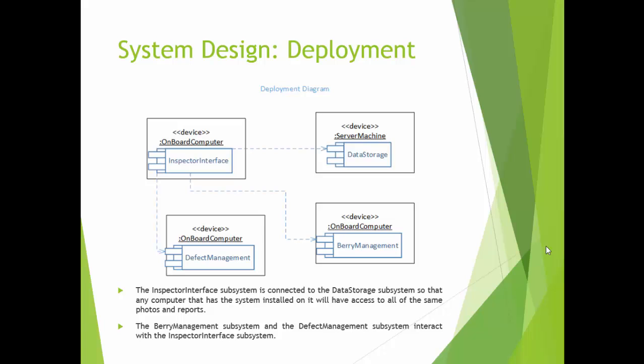In the deployment diagram, the inspector interface subsystem will reside on any computer that the system is installed on, and it is connected to the data storage subsystem that resides on a server, so that any computer that has the system installed on it will have access to all of the same photos. The berry management and defect management subsystems also reside on any computer that the system is installed on, and they interact with the inspector interface subsystem.